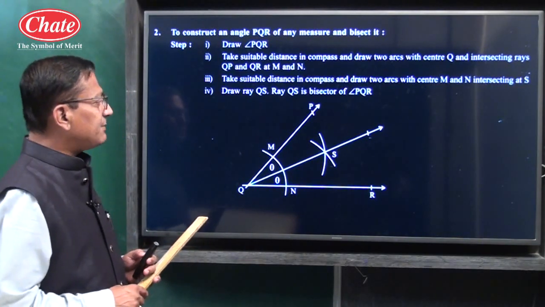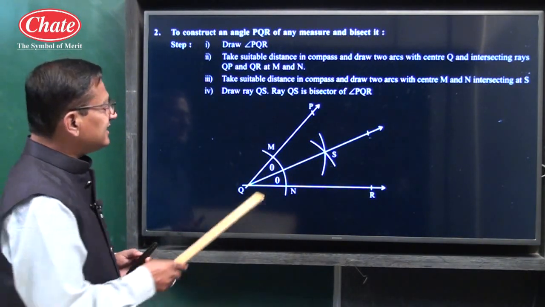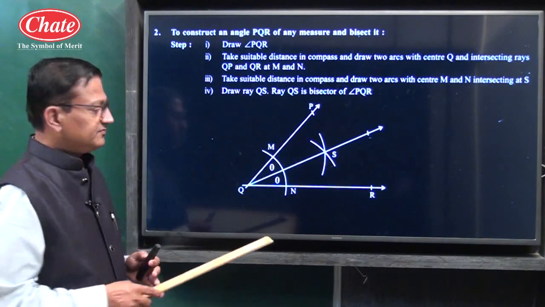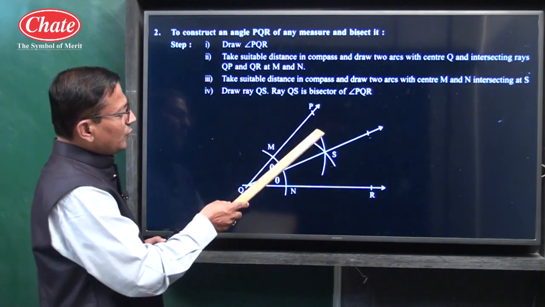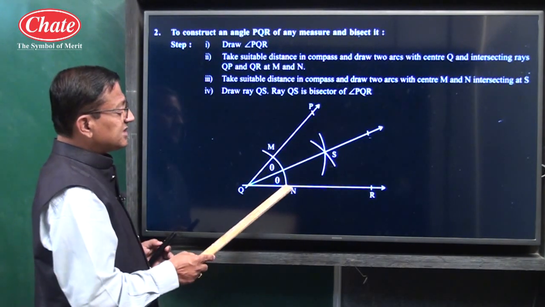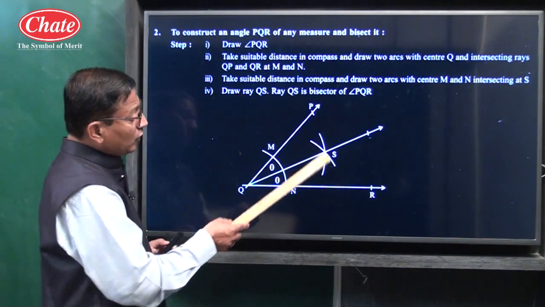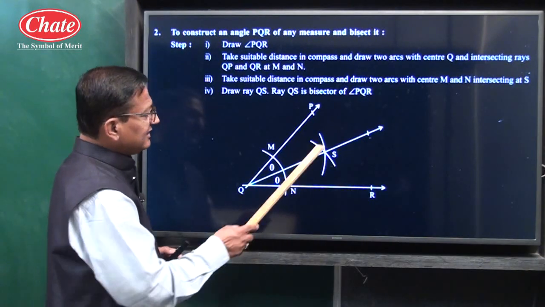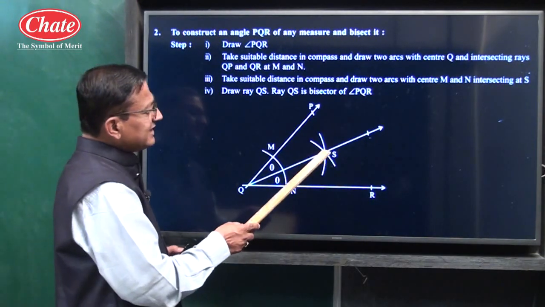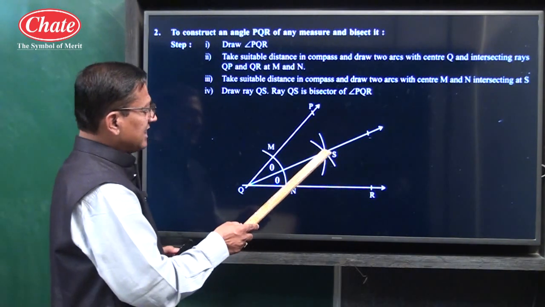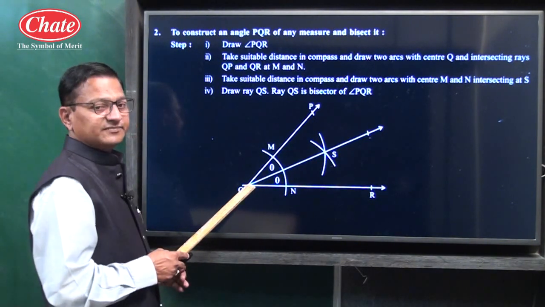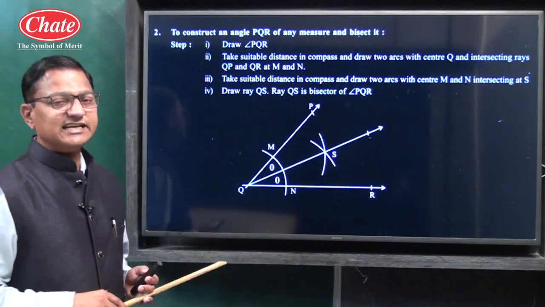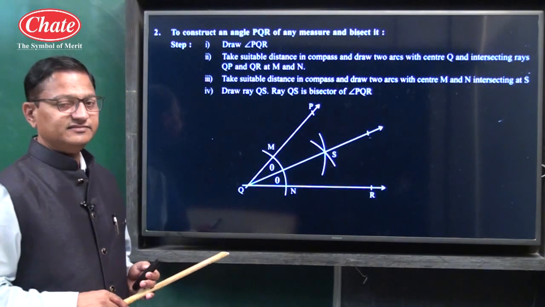Take a suitable distance in the compass and draw 2 arcs with center M and center N intersecting each other. From center M, we draw this arc, and from center N, this arc; for both arcs the distance will be the same. Through the intersecting point of these 2 arcs and the vertex of the angle, draw ray QS, which is the angle bisector of the given angle.